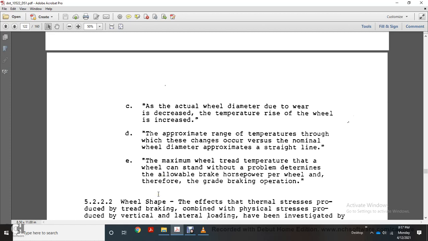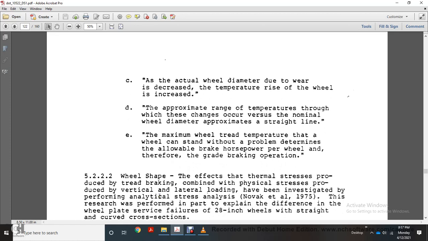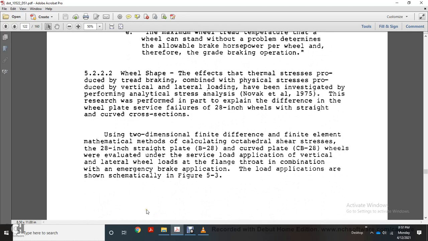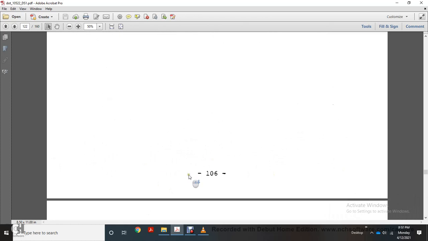Wheel shape efficiency, the thermal strength property for tread braking combined with the physical strength property for vertical and lateral loading, has been investigated by analytical stress analysis by Novak et al., 1975. This research was performed in part to explain the difference in wheel plate surface failures of 28-inch wheels with straight and curved cross sections. Using a two-dimensional finite element mathematical method, the octahedral shear stress was calculated for the 28-inch straight plate wheel B28 and the curved plate wheel CB28, evaluated under surface load application for vertical and lateral wheel loads at the flange throat in combination with emergency brake application. The load applications are shown schematically in figure 5.3.